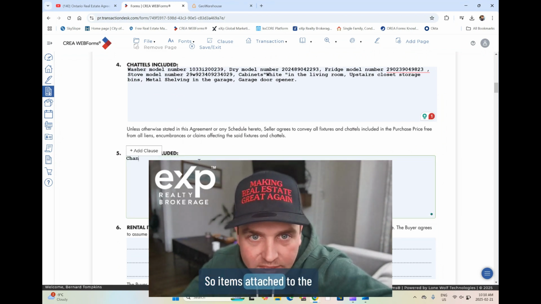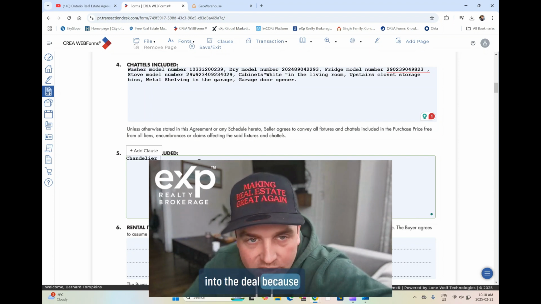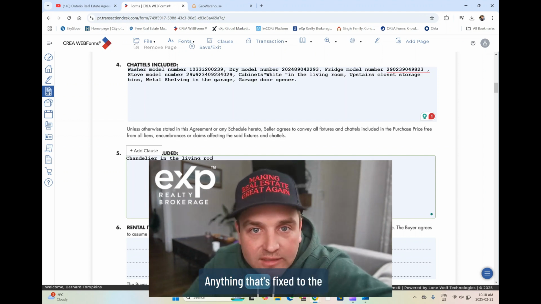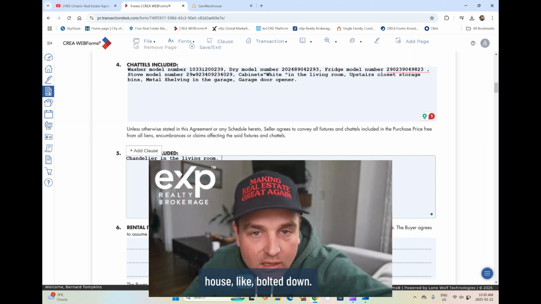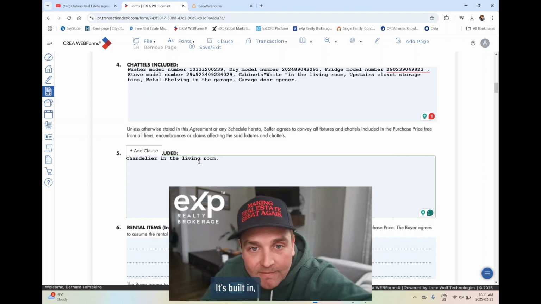So going on to the next one, fixtures excluded. So items attached to the property that aren't included in the deal, because all fixtures are considered included in the deal. Anything that's fixed to the house, like bolted down, fixed, is built in, versus like a fridge, you can pull it out.